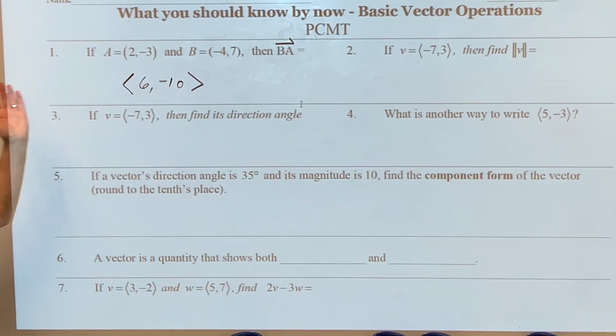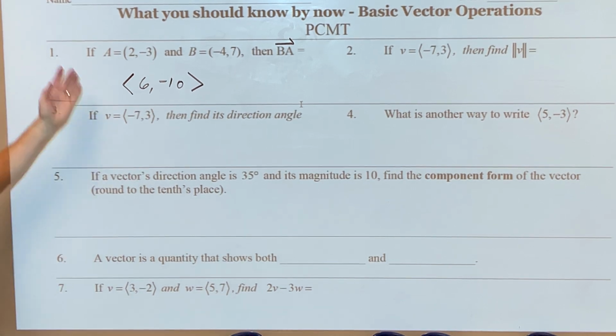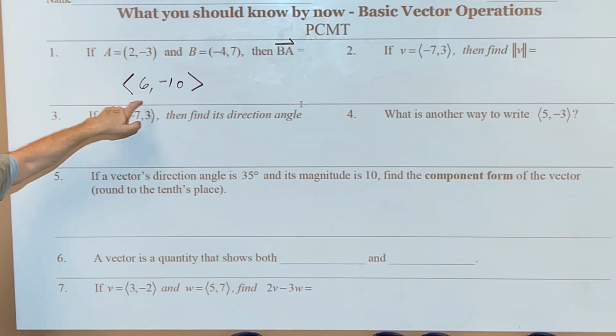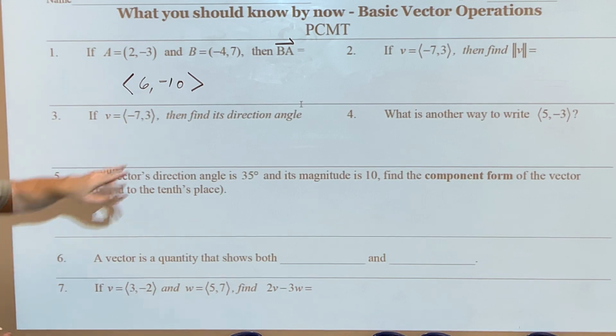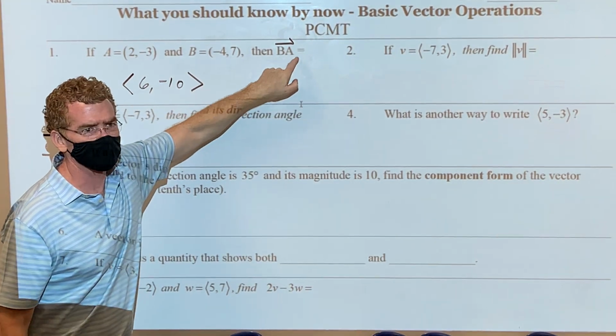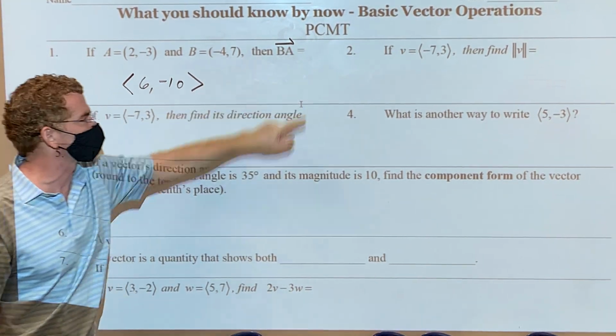On this test, half the people I see on this easiest problem write -6, 10 because they're just not paying attention to how I wrote this. You've got to really pay attention. I'm going towards A. A is where I'm terminating.